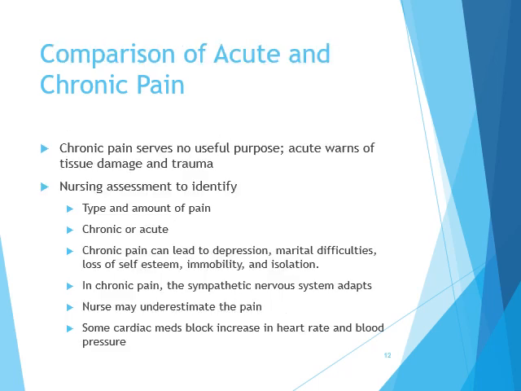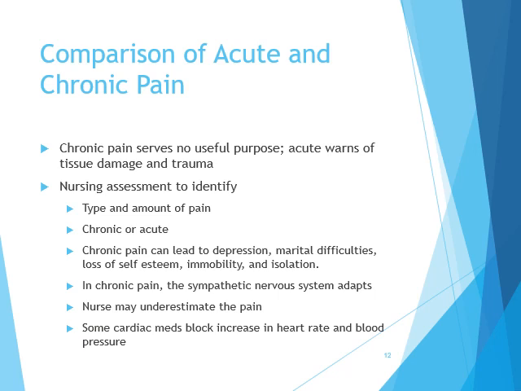So let's compare acute and chronic pain. So chronic pain really serves no useful purpose. It's just nagging, always there. We have a disease, we have something wrong with us, and it's always there. An acute pain warns us of tissue damage or trauma, something we need to take care of or needs to have taken care of. Now, if you look on page 135, it does compare acute pain and chronic pain.